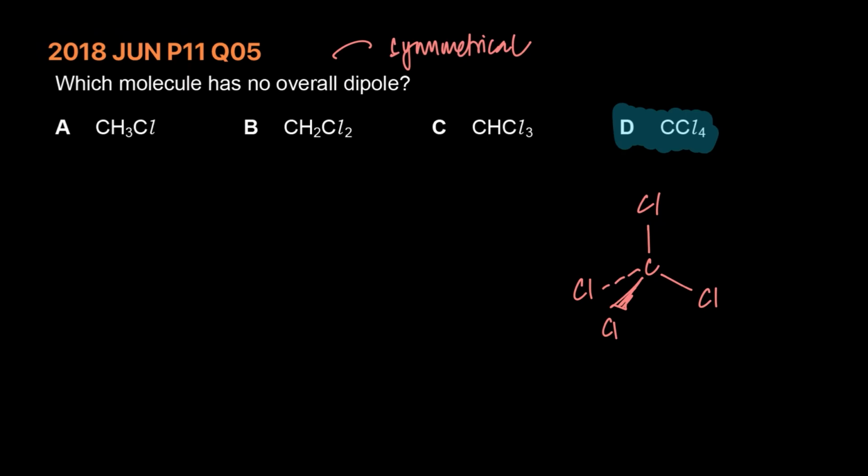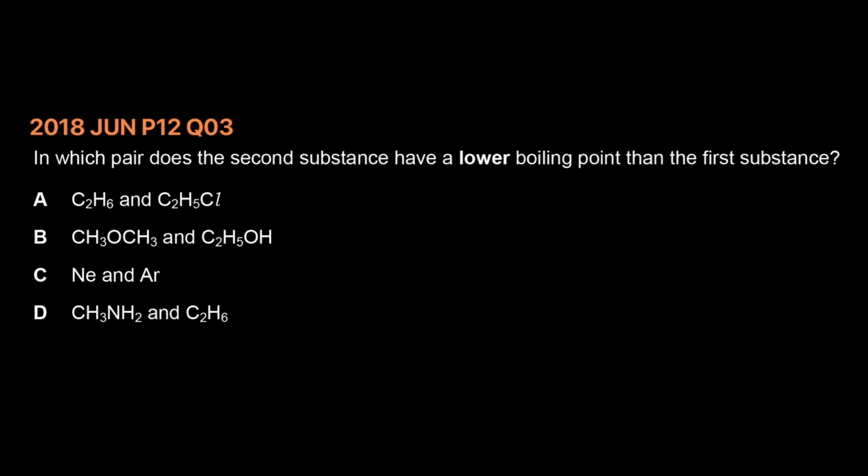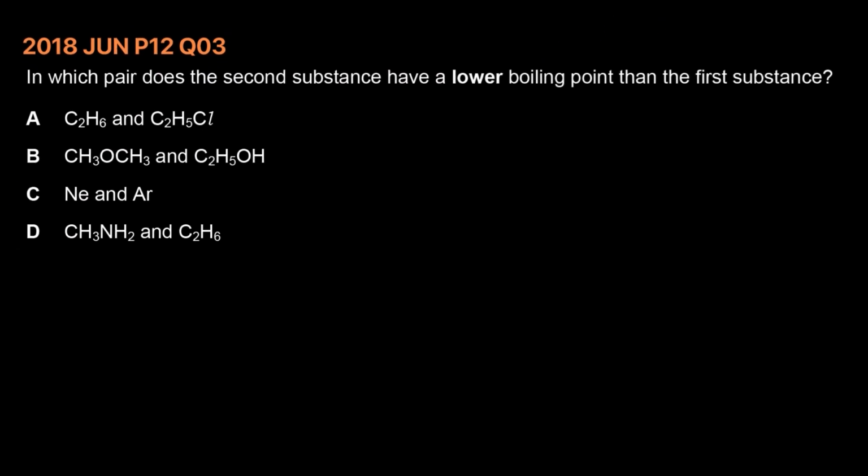Okay, after having done that, let's look at the next one. This is from a couple of years ago. In this question, it says, in which pair does the second substance have a lower boiling point than the first one? So here, in alpha, bravo, and Charlie, these guys have a higher boiling point than the previous one. This is because it got polar and has more electrons. Bravo, because it has hydrogen bonding, stronger. Charlie, more electrons, stronger intermolecular forces.